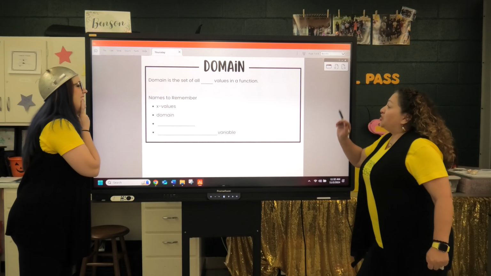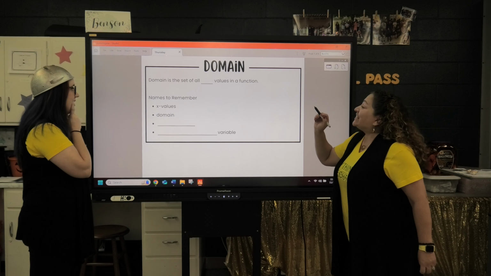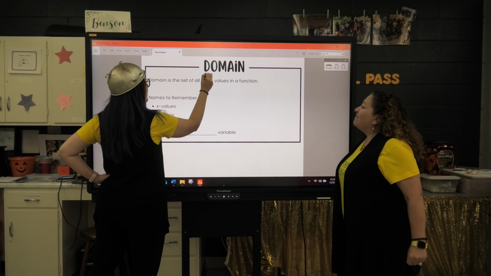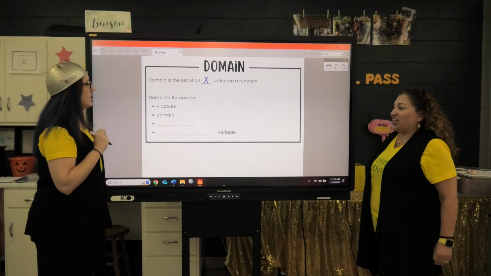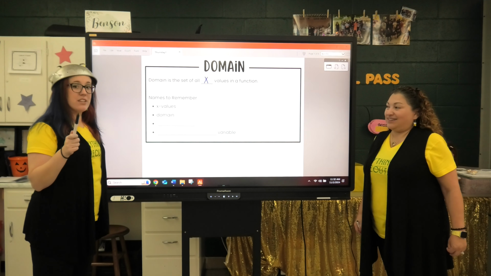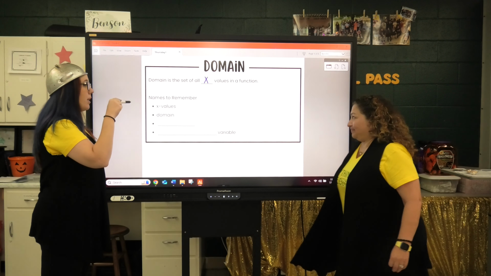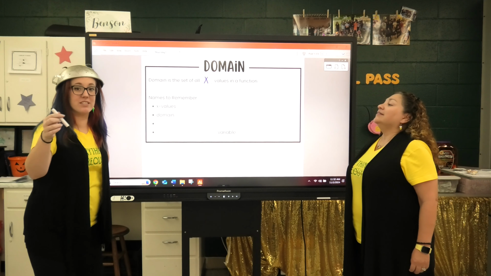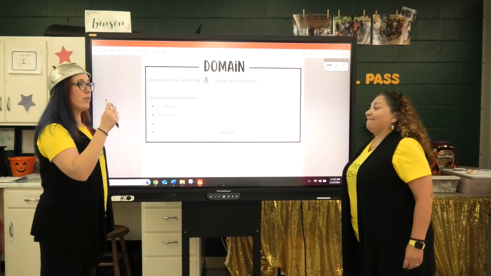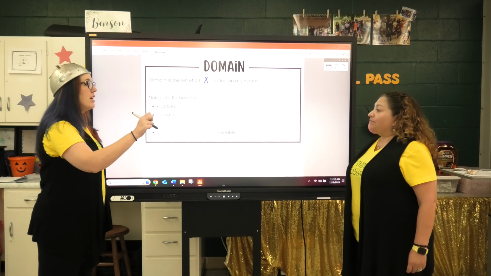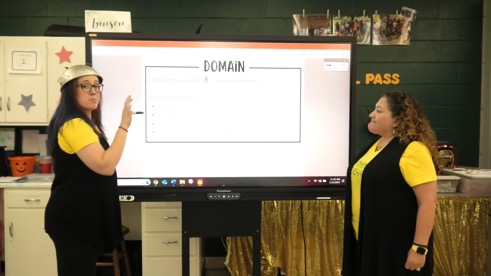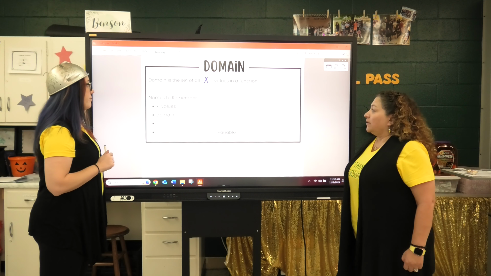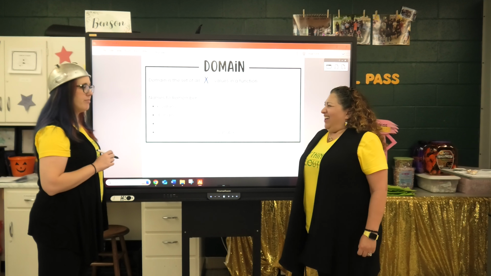Domain. Domain is the set of all X values in a function. Amazing. So yesterday, we learned about plotting points and X coordinates and Y coordinates and an X axis and a Y axis. So when we're talking about a whole list of points, all of the X values have a special name. They're called the domain. I like that word. This is a pretty good word. Yes. But they've got a bunch of other names too.